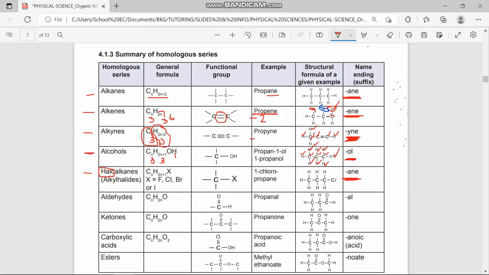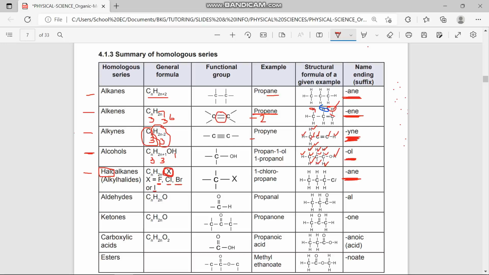Let's go to the general formula. The general formula is CnH2n+1X. This X stands for the halogen that is bonding in this compound. It can be fluorine, for instance, it can be chlorine, it can be bromine, it can be iodine, and others, all of these elements that you'd find in a periodic table.